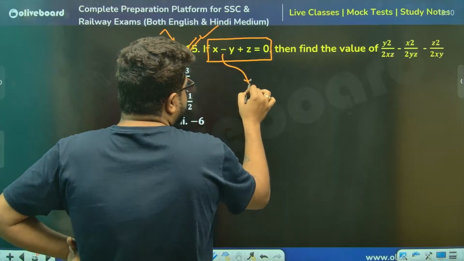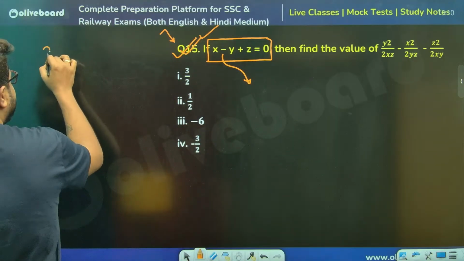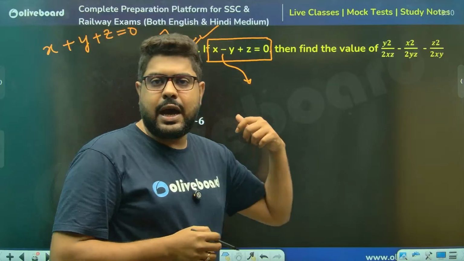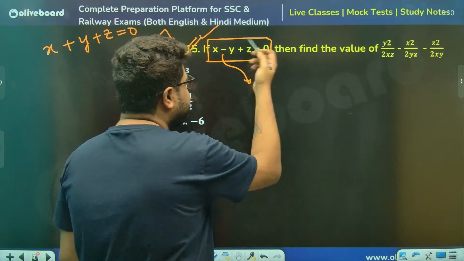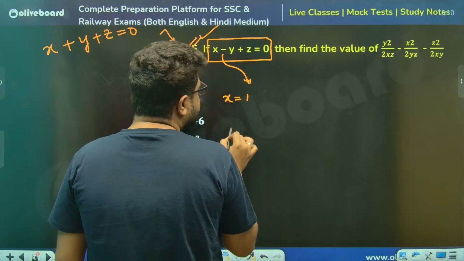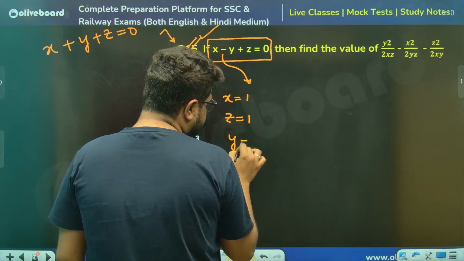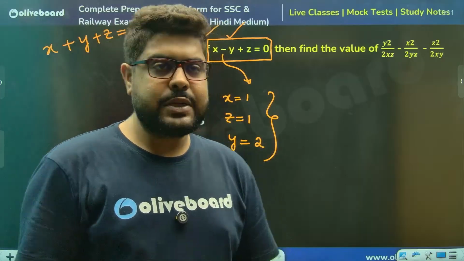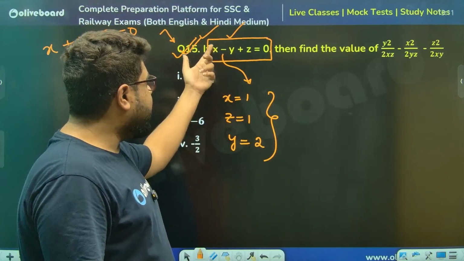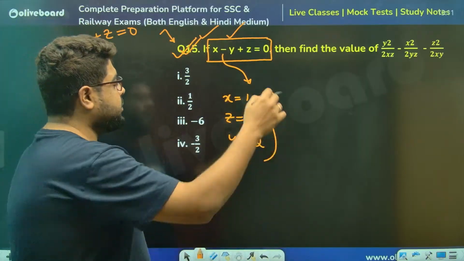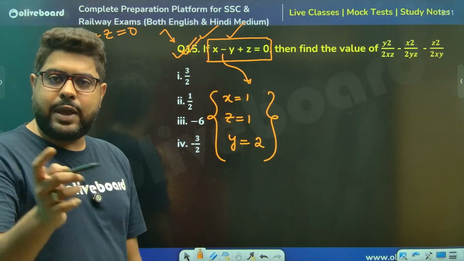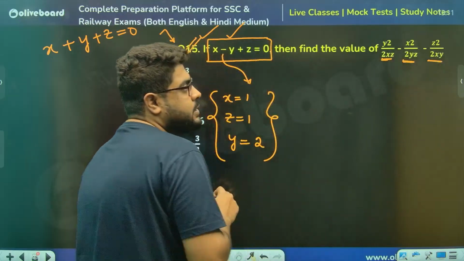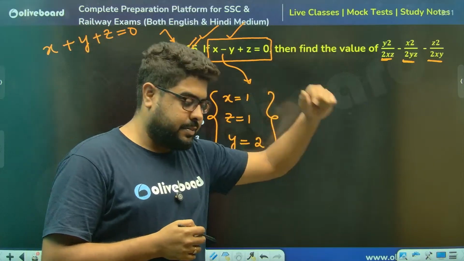Now, what should be the better values? Most of the time, these questions come with x plus y plus z is equal to 0. But here it is minus. How to deal with that? Sir, just use some common sense. If I put x is 1, z is 1, and y is equal to 2, you see, this equation is getting satisfied. So x is 1, y is minus 2. So 1 minus 2 plus 1, it is 0. Now, you might say, sir, why not take 0? But the problem is, you cannot put 0 in the denominator. So while choosing values, you need to keep that in mind. Okay?